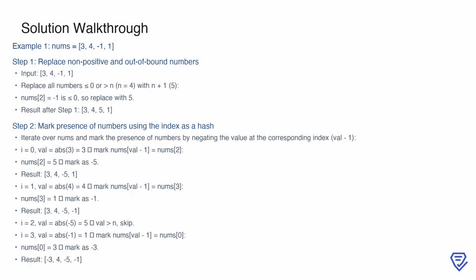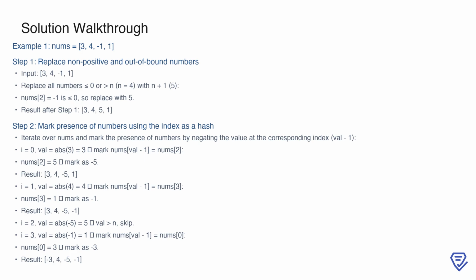Let's start with the example where nums is 3, 4, -1, 1. In the first step, we replace any number that is non-positive or greater than n, where n is the length of the array. Since n equals 4 here, we replace all numbers less than or equal to 0 or greater than 4 with n plus 1, which is 5. For instance, nums[2] is -1, which is less than or equal to 0, so we replace it with 5. After processing all elements, the array becomes 3, 4, 5, 1.